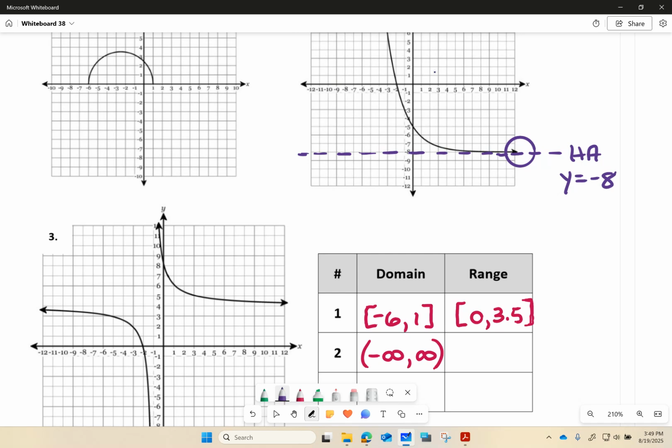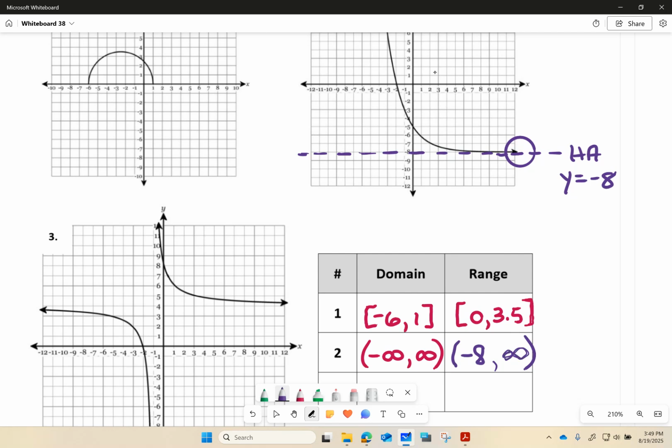The range would be, the lowest value would be -8, and because -8 is an asymptote, you would put parentheses, and the highest value would be positive infinity. Hold on, my pen's giving me problems. Positive infinity. Okay, so that's what it would be if you visualized a horizontal asymptote.